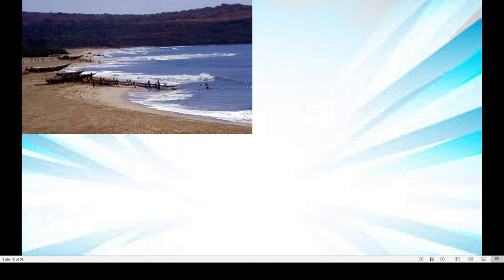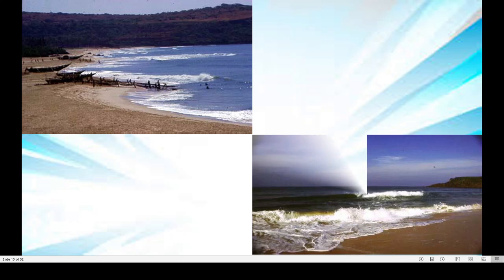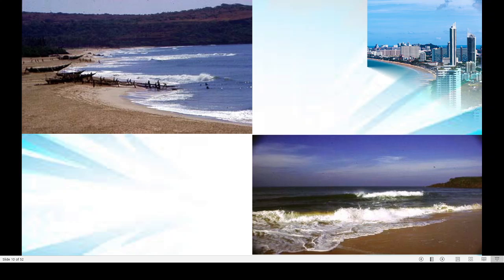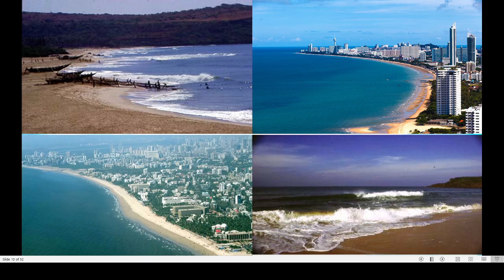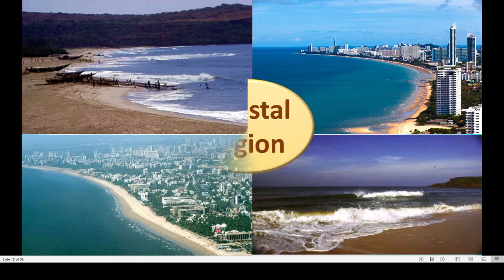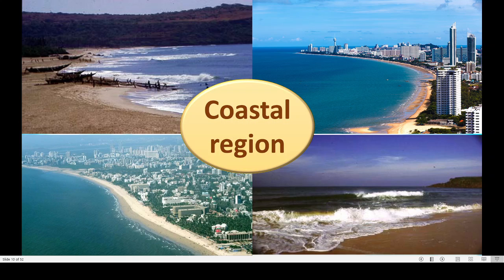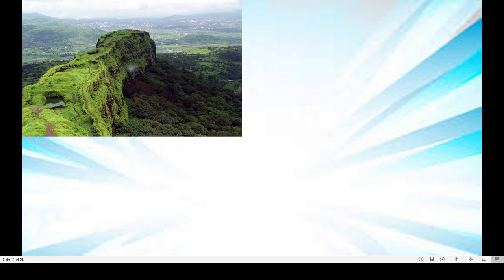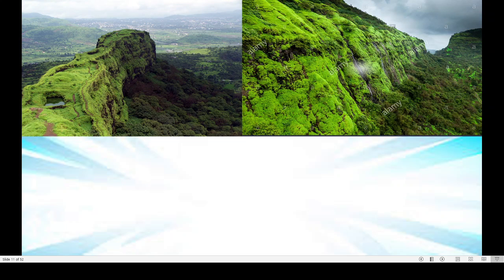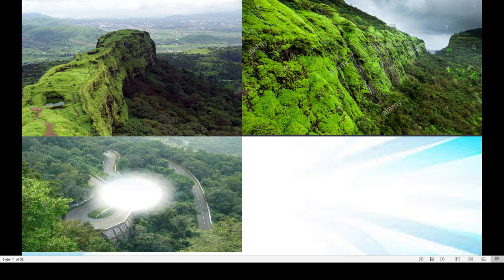See here, this is the coastal region, correct? So many districts in Maharashtra are on the bank of the sea. These are called coastal regions. See, this is our Mumbai, right? Throughout Konkan, that is nothing but the coastal region. Next is the mountainous region. See Western Ghats, Satpura Mountains.